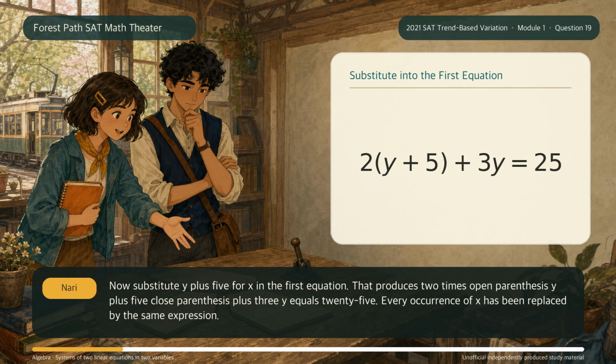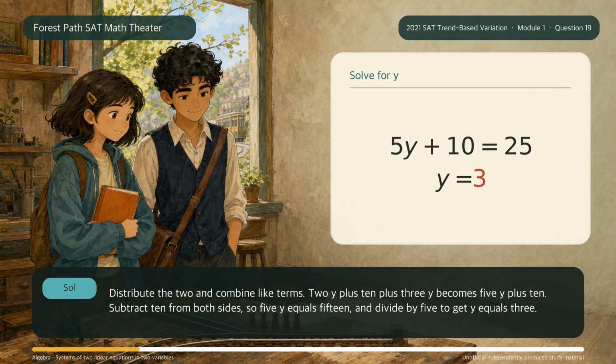Now substitute y plus 5 for x in the first equation. That produces 2 times (y plus 5) plus 3y equals 25. Every occurrence of x has been replaced by the same expression. Distribute the two and combine like terms. 2y plus 10 plus 3y becomes 5y plus 10. Subtract 10 from both sides, so 5y equals 15. And divide by 5 to get y equals 3.